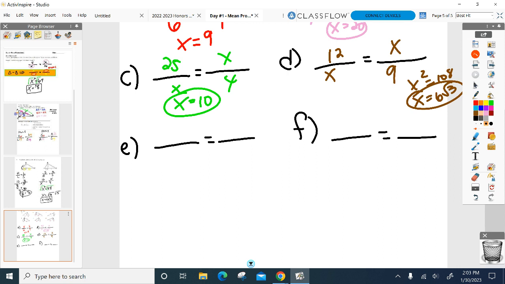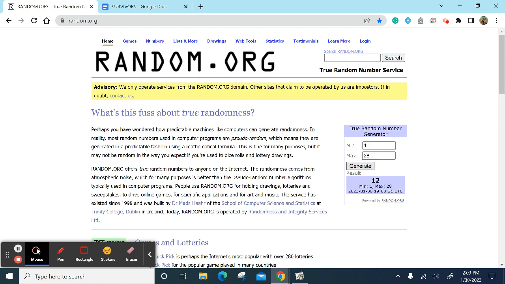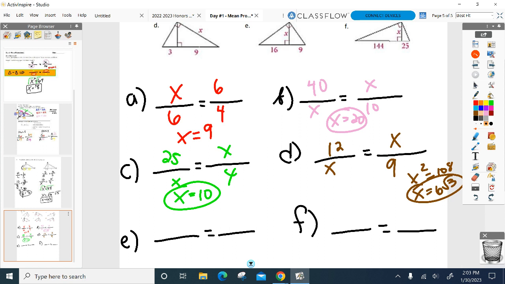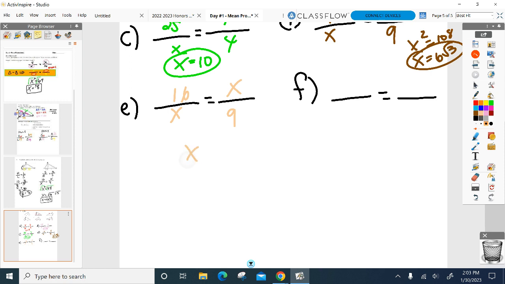And then how about E? 16 over altitude equals altitude over segment. X equals 12. Yep, square root of 144. We're all good. And one more.